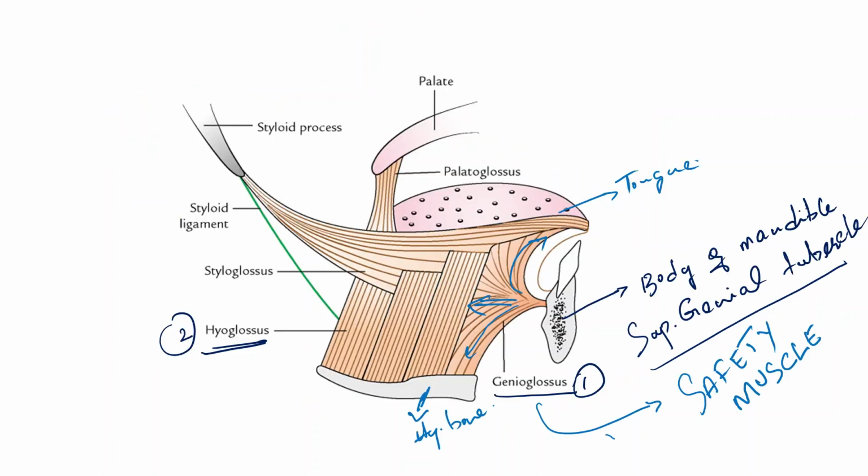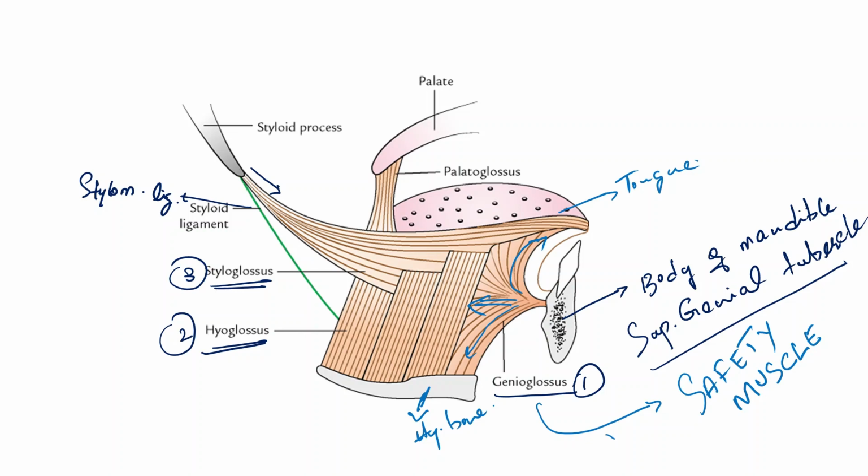The styloglossus, as the name itself says, takes its origin from the styloid process. The muscle is seen to arise from the tip of the styloid process and also the ligament called the stylomandibular ligament. So this muscle takes its origin from the bone as well as the ligament. The tip of the styloid process and the stylomandibular ligament give origin to the muscle styloglossus.